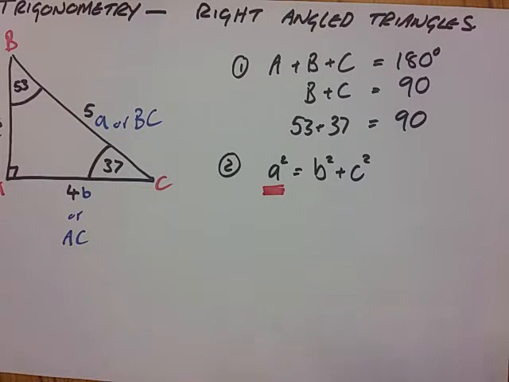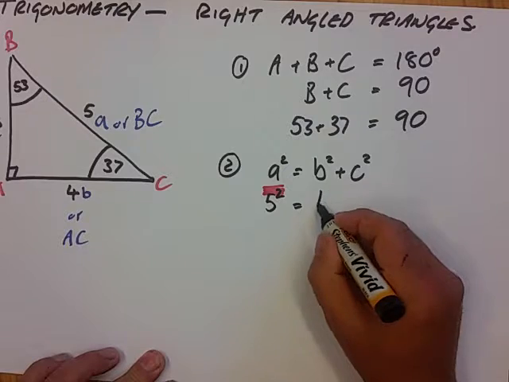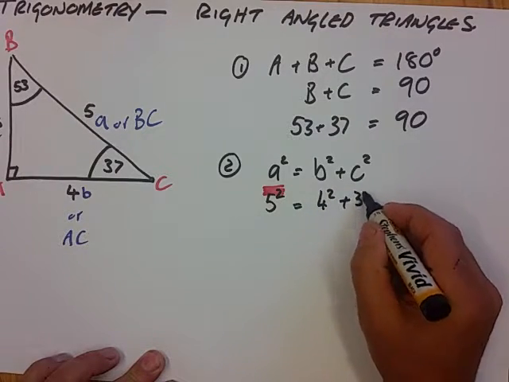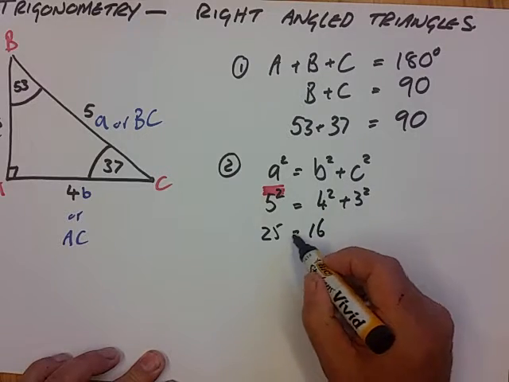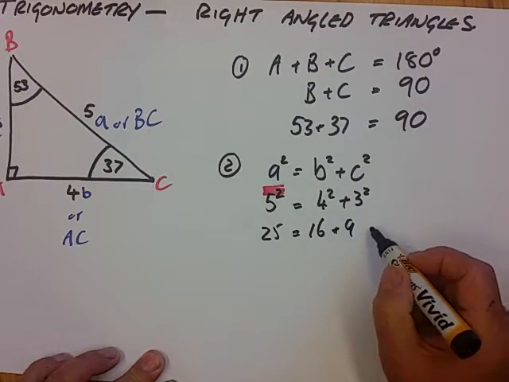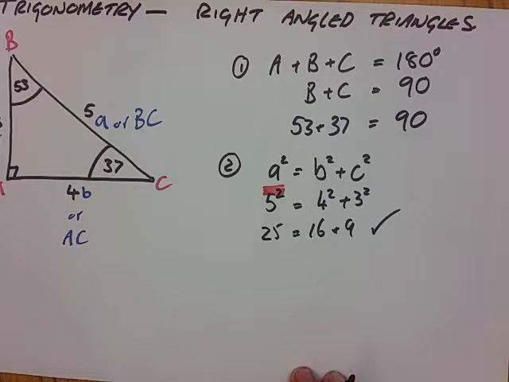I'll do an example with this first. So if we look at our triangle here, we've got 5 squared equals 4 squared plus 3 squared. 5 squared is 25, 4 squared is 16, 3 squared is 9, 16 plus 9 is 25. So we know that that's true.